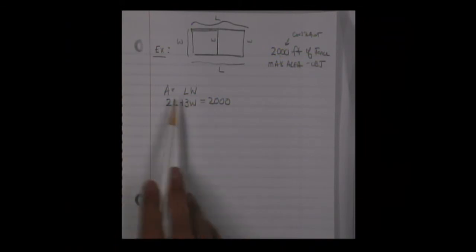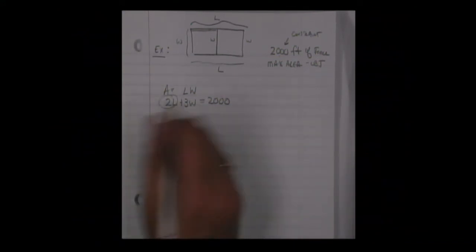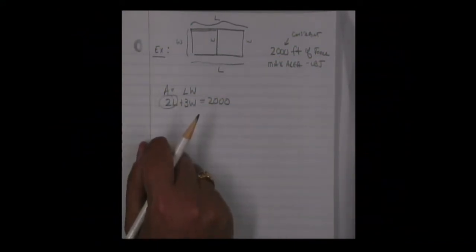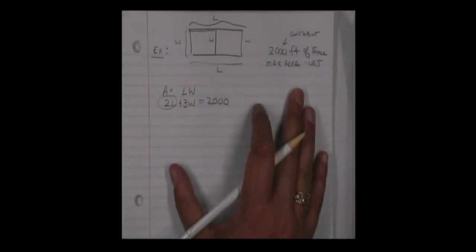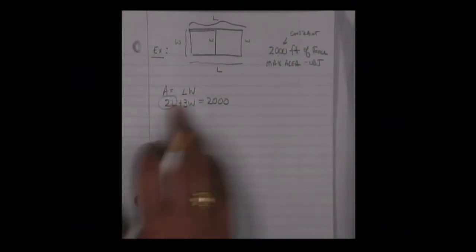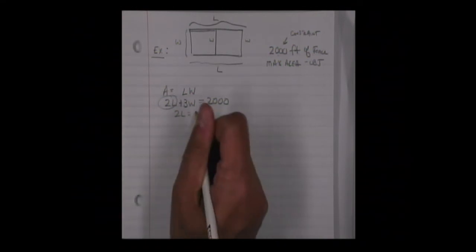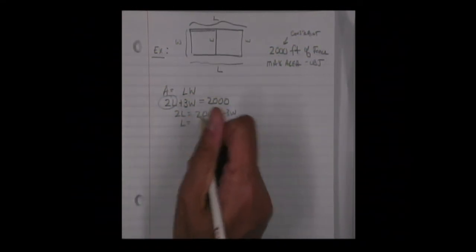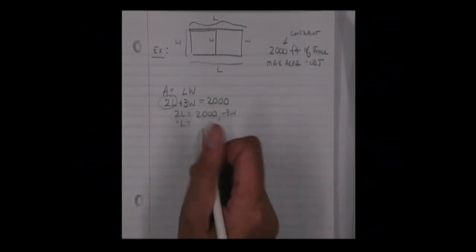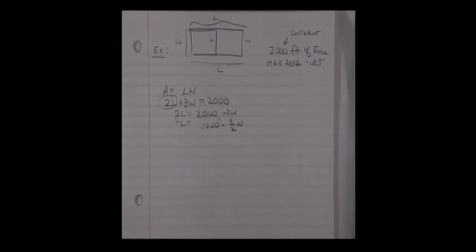We solve this for one of the two variables. So I'm going to solve for L. The beauty of L and W is you don't get into this X and Y thing, where students always want to make sure their equation has X's in it, and that sometimes is a harder equation. So if I solve for L, 2L is 2,000 minus 3W. So L, when I divide by 2, is 1,000 minus 3 halves W.